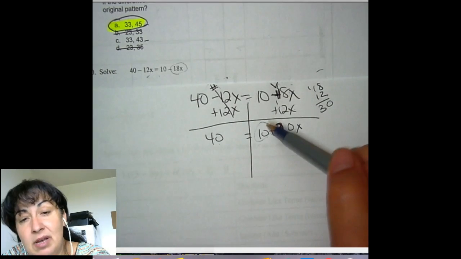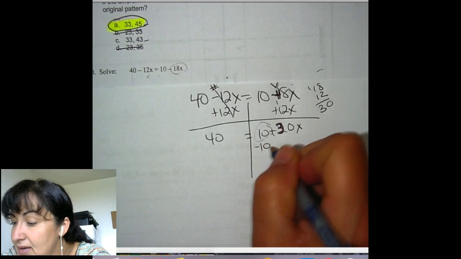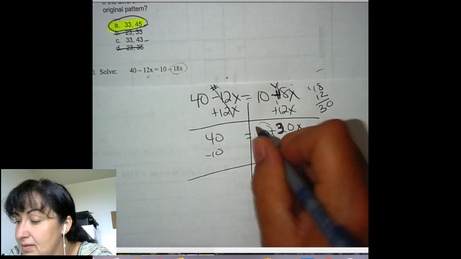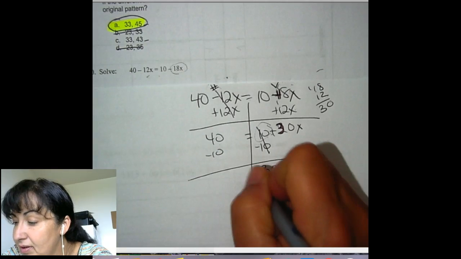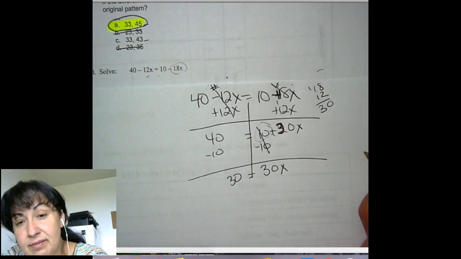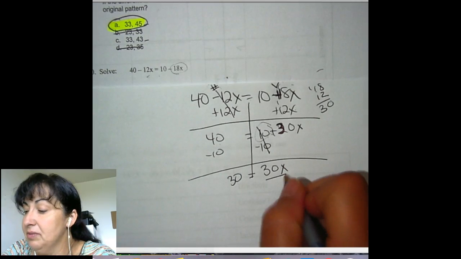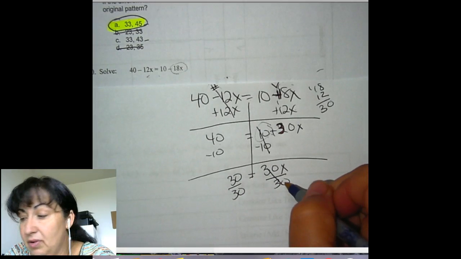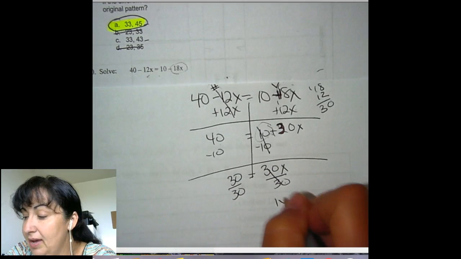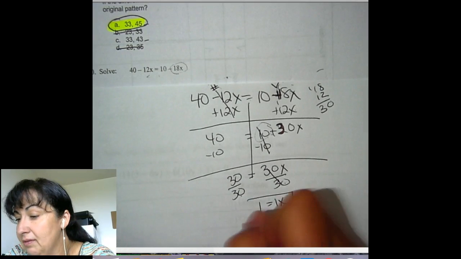I have numbers on my variable side, so I'm going to add the opposite so I can move those over. So I have minus 10, minus 10. That goes to 0. So over here I have 30x left equals 30. Okay, I need to isolate the x, or get the x by itself. So I'm going to divide by 30, divide by 30. This goes to 1, 30 divided by 30, so I have 1x. 30 divided by 30 is 1, so x equals 1. For number 10, x equals 1.